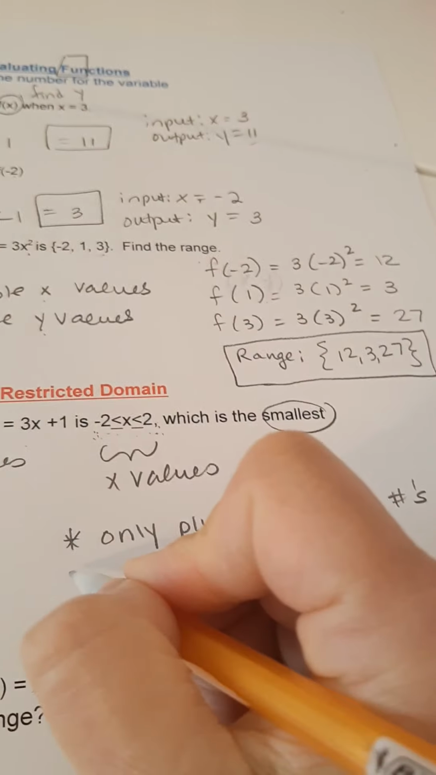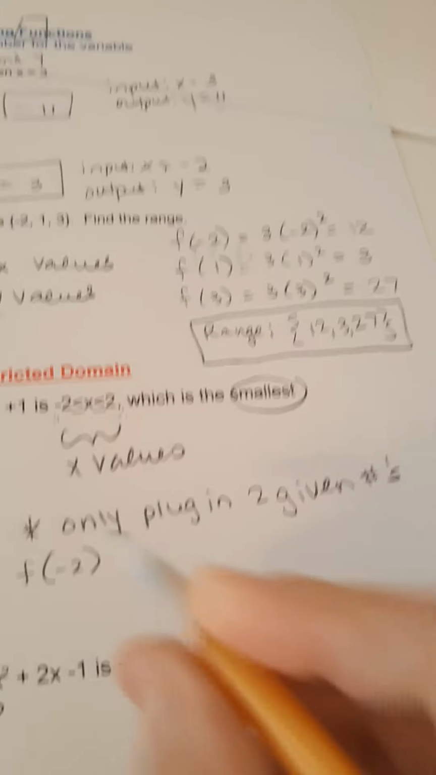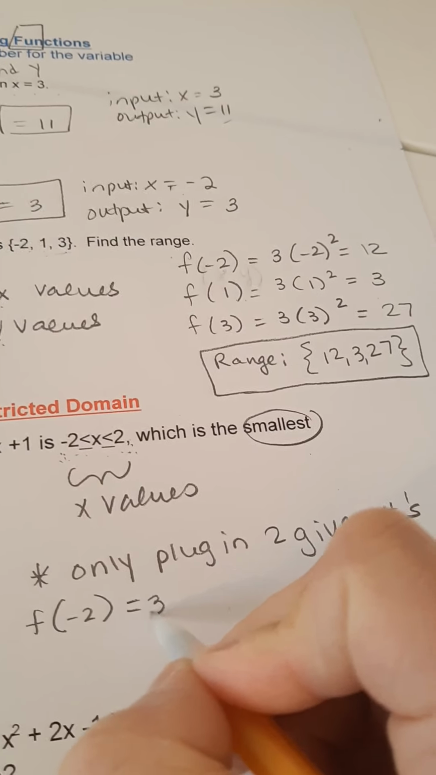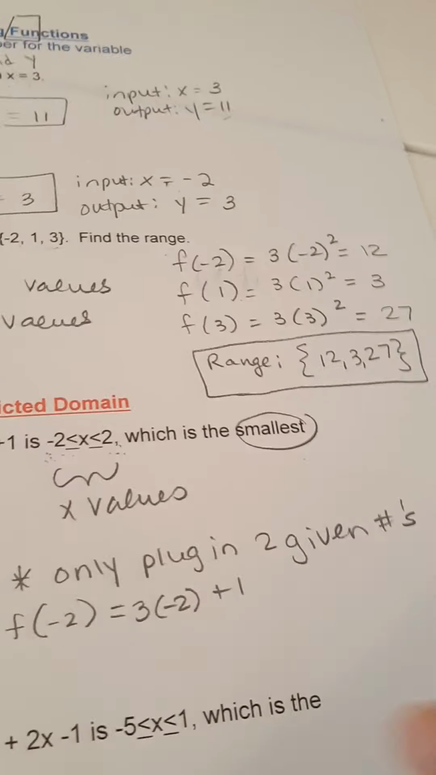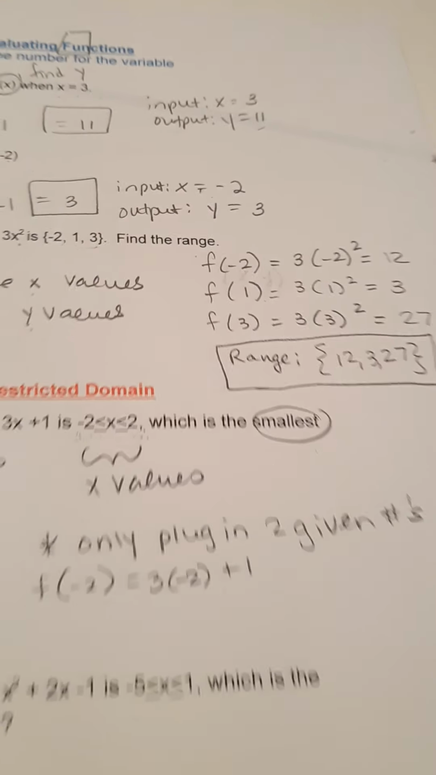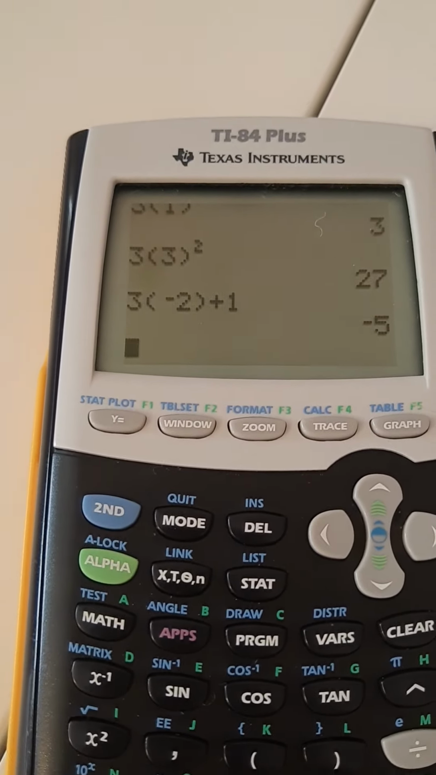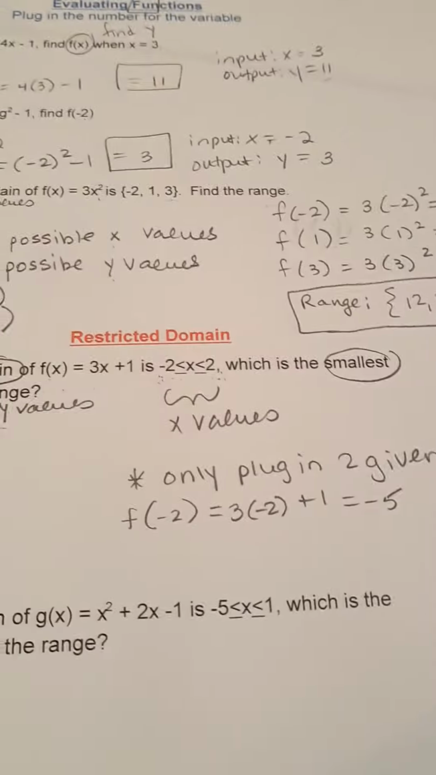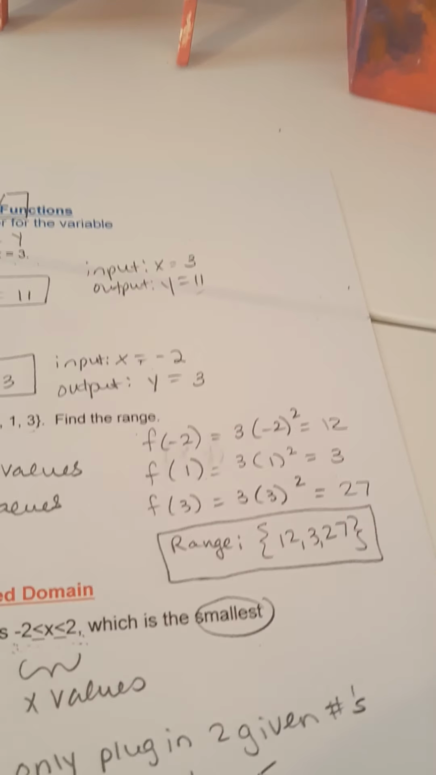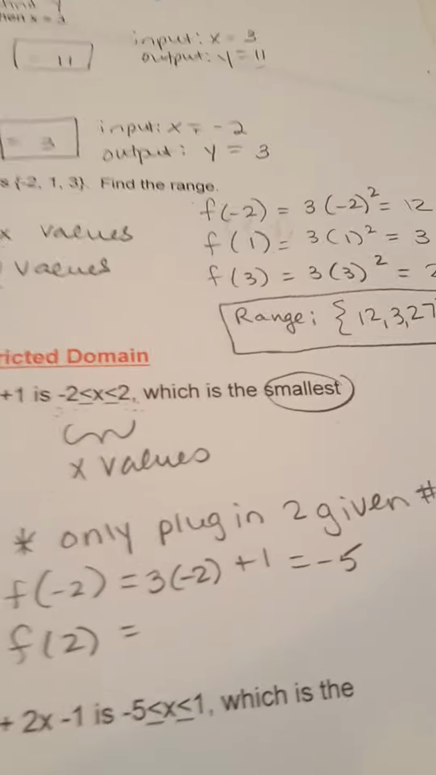So I'm going to do it. Instead of f of x, I'm going to put f of -2. And the formula is 3x plus 1. I'm going to make it 3 times -2 plus 1. Okay, so I'm putting that in the calculator. Hitting enter, I get -5. So I get -5 for one answer. I know you know the answer already, guys, but humor me. You always want to put in, just to make sure, the two given numbers.